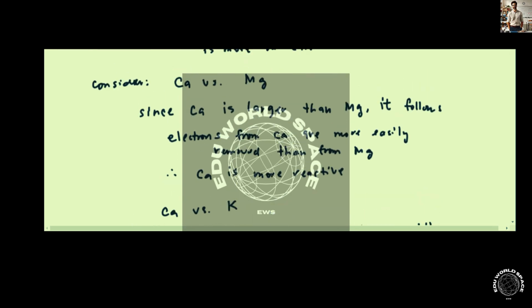So again, comparing calcium and magnesium, we said that calcium is larger and thus the electrons of calcium are farther away from the nucleus than the electrons of magnesium. It follows that it's easier to remove the electrons from calcium than from magnesium. Hence, calcium is more reactive.